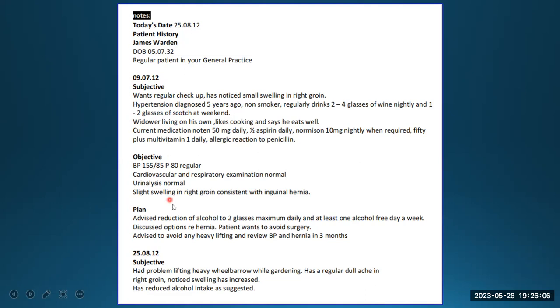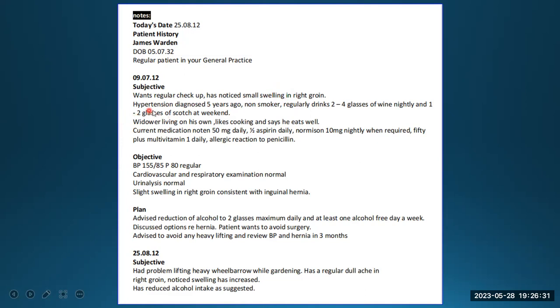First of all, you will understand these case notes, what's written here. Then you will be able to organize them, and then transform these into sentences. So he wants a regular checkup. Why? Because he has noticed a small swelling in the right groin. This might be his presenting complaint.